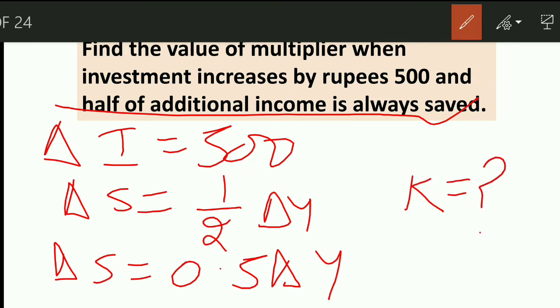Now they are asking us to find the value of multiplier. Now you all know what multiplier is. Multiplier is change in income upon change in investment.